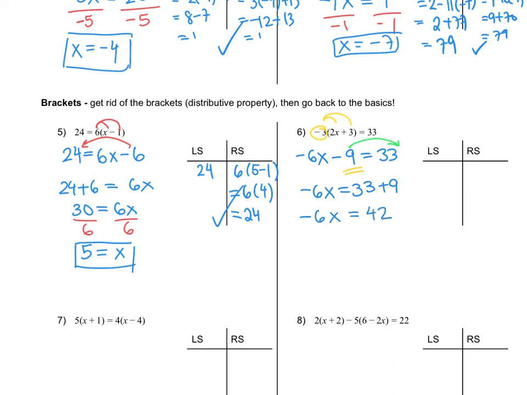which gives us 42. And like pretty much every final step, we need to get rid of the negative 6, so let's divide out the negative 6 from both sides. So we do get negative 7 as our final answer.